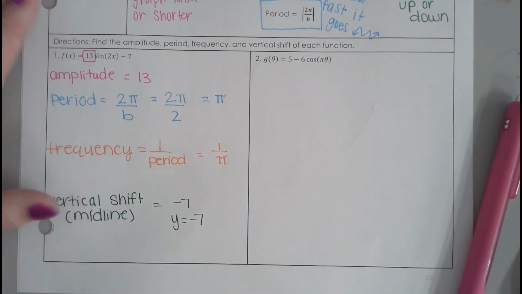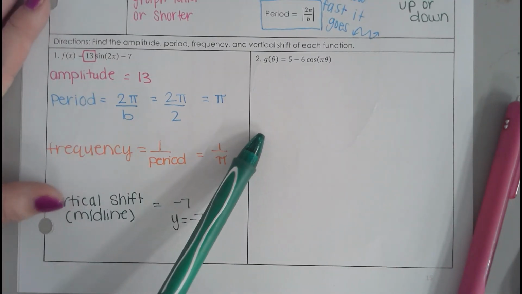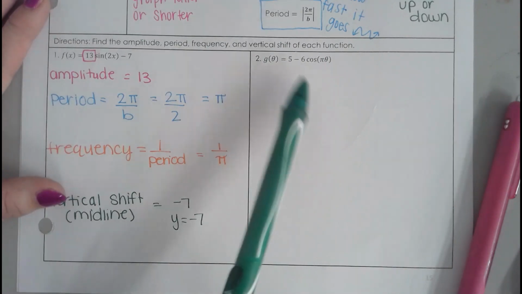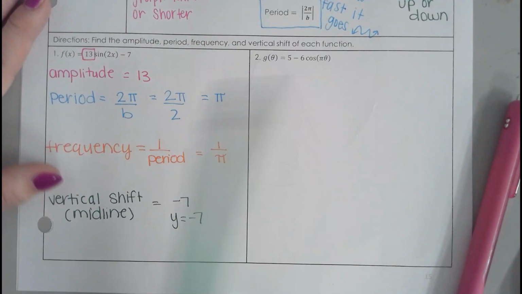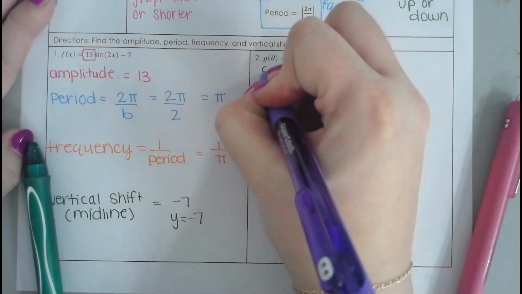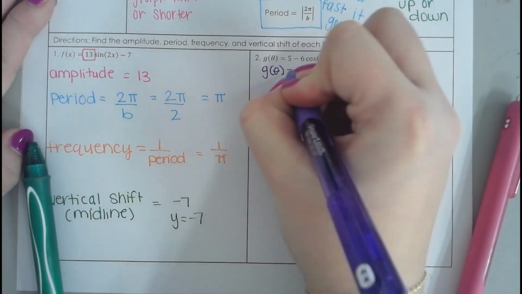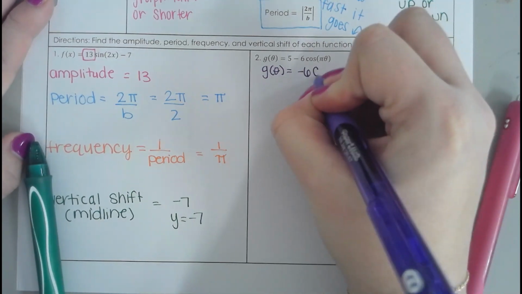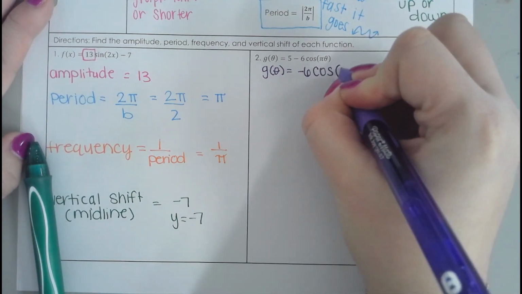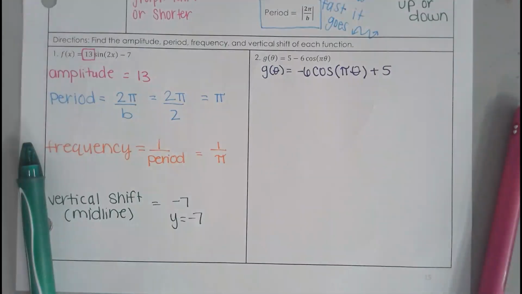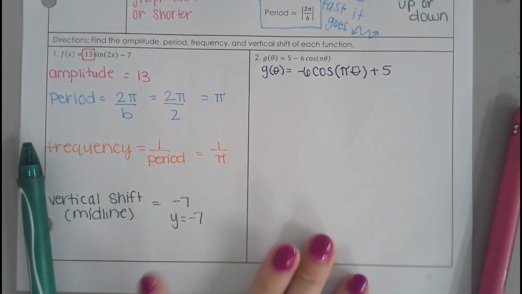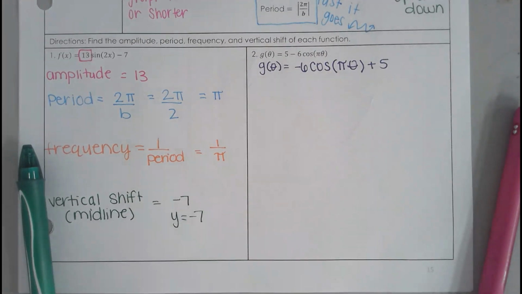All right, number 2, we need to rewrite, because all of these have plus d at the end. So I'm going to rewrite this one as g of theta equals -6 cosine pi theta plus 5. I'm just moving the 5 to the end, to keep it in the same order as the original. And theta is the same as x. It's just another variable.